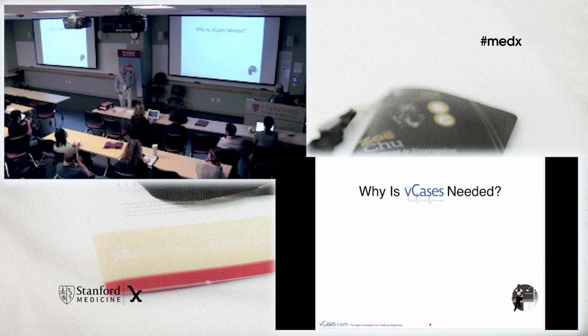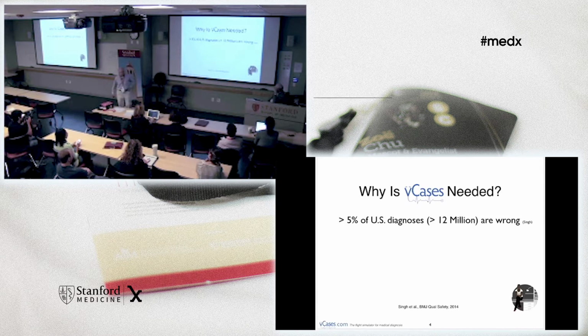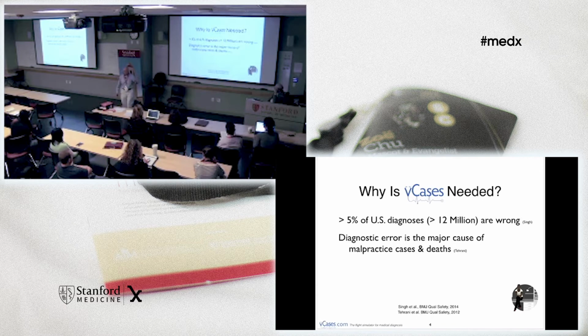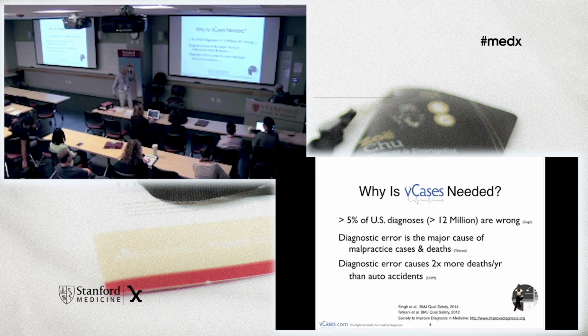So why is vCases needed? Well, over 5% of all diagnoses in the United States are wrong. That is over 12 million diagnoses every year are wrong. And that is a minimum estimate. There are many estimates out there that say it's closer to 15 or even 20%, triple and even 4 times that number. But beyond that, diagnostic error is the major cause of malpractice cases and deaths. And those deaths are twice as many as are caused by auto accidents each year. So diagnostic error is huge. We want to find a way to help get at it.